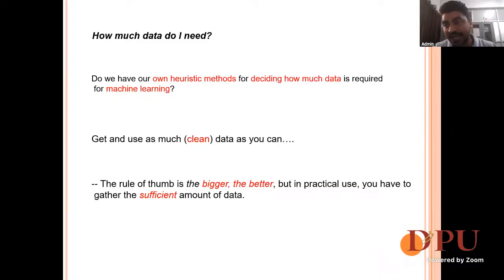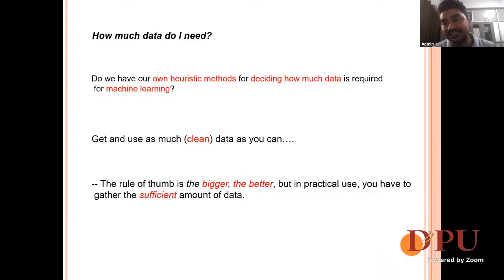So we cannot have some heuristic strategy which will tell how much data you require for machine learning. Till now, there is no such algorithm which will tell you that this much data you need for any machine learning algorithm. You need more and more clean data. As much good, clean data as you can provide to your machine learning model, the more robust the model will be.